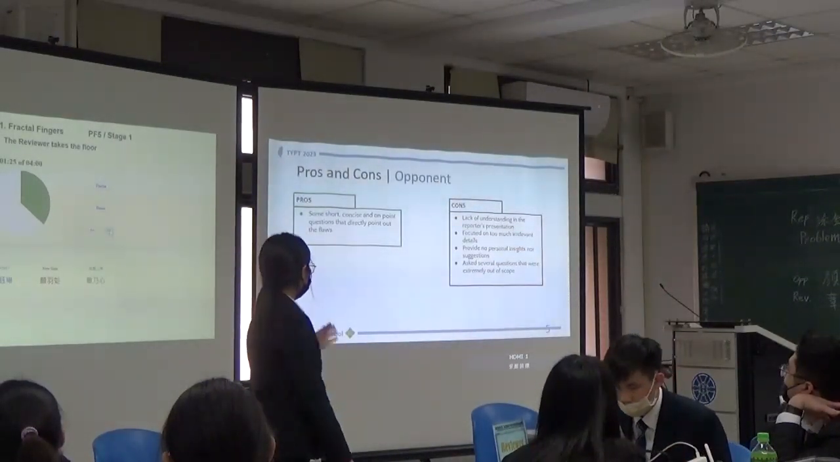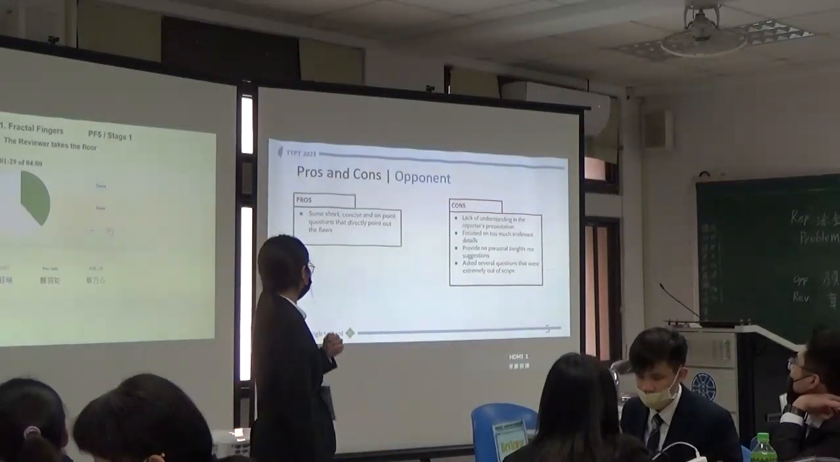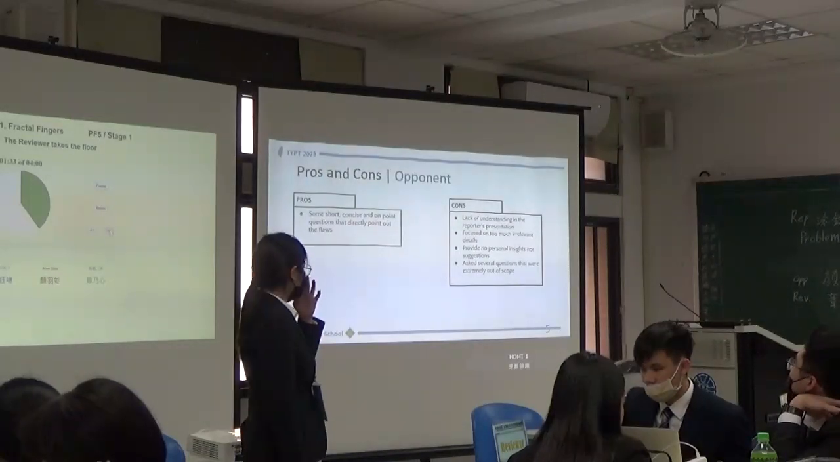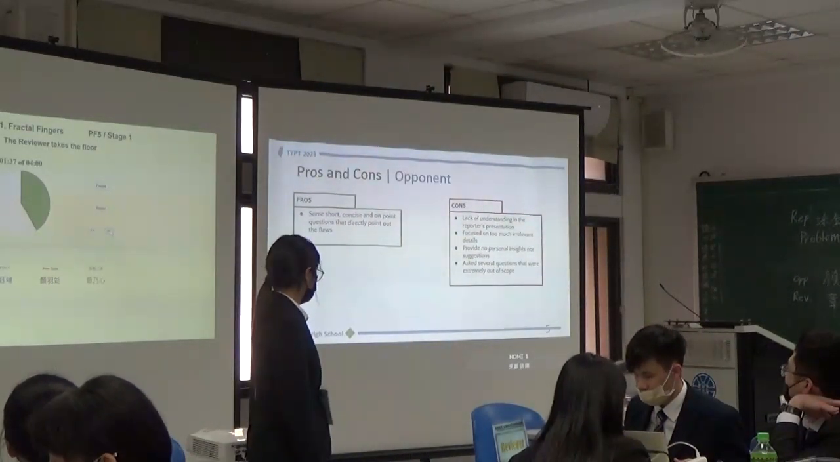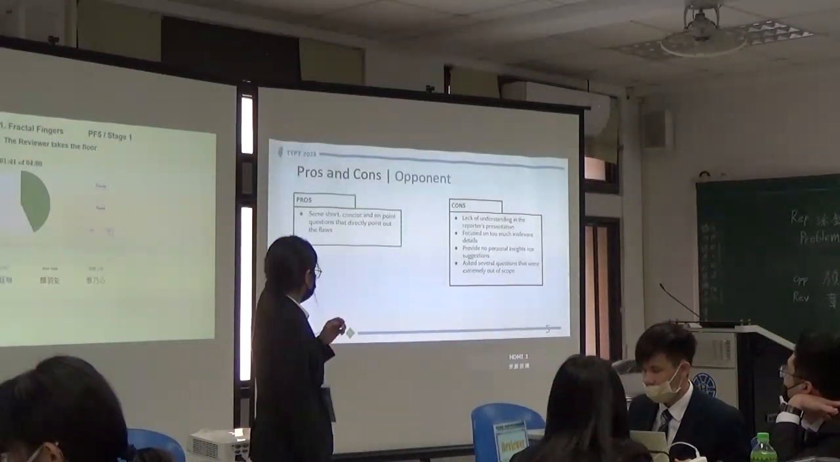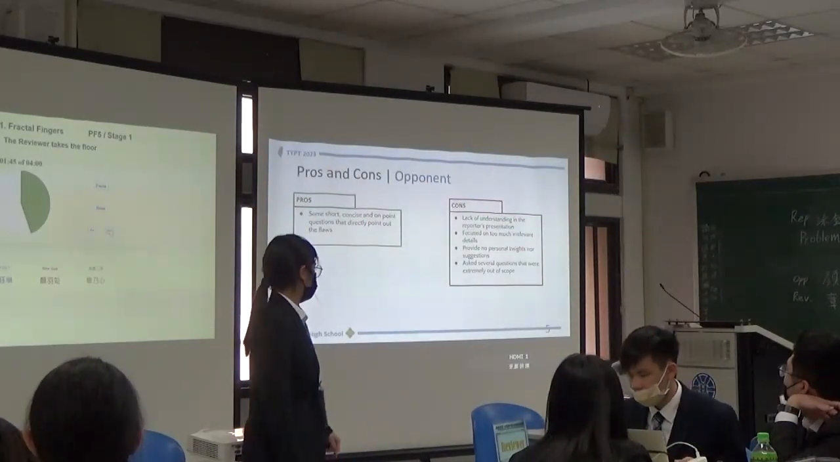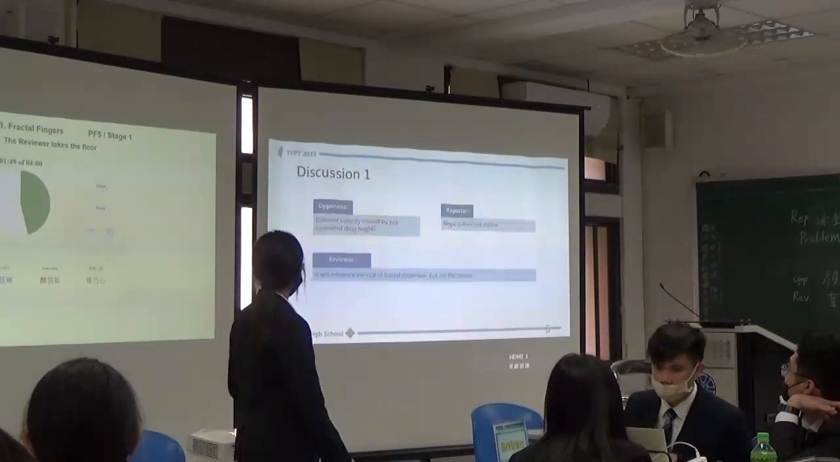The pros of the opponent are some short, concise, and on-point questions that directly point out the flaws. And the cons are a lack of understanding of the reporter's presentation, focus on too many irrelevant details, no personal insights or suggestions, and several questions that are extremely out of scope.